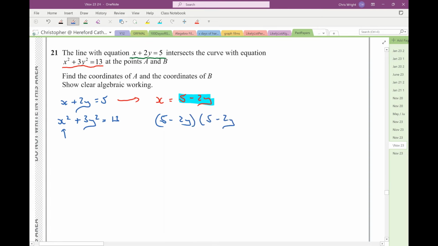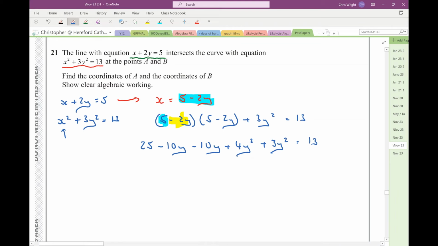Let's write that out properly. 5 minus 2y times 5 minus 2y, then plus 3y squared equals 13. Now here's an equation which has just got y's in it, so I can solve that for y. I just need to not mess up the algebra. Right, I'm going to multiply out, first of all, 5 times the second bracket. So that's going to give me 25, 5 times 5, 5 times minus 2y, minus 10y. Now I'm going to do minus 2y multiply by that second bracket. Minus 2y times 5, minus 10y, minus 2y times minus 2y plus 4y squared. Copy down the plus 3y squared, copy down the equals, copy down the 13.